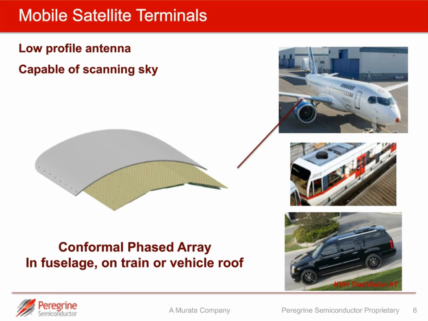So for example, we have an aircraft which is traveling at high speed, we need something aerodynamic. A train, for example, needs to be able to go through tunnels where there will be a low clearance, and again, the roof of a vehicle where we have aerodynamic issues. So the solution here is a beamforming phased array.